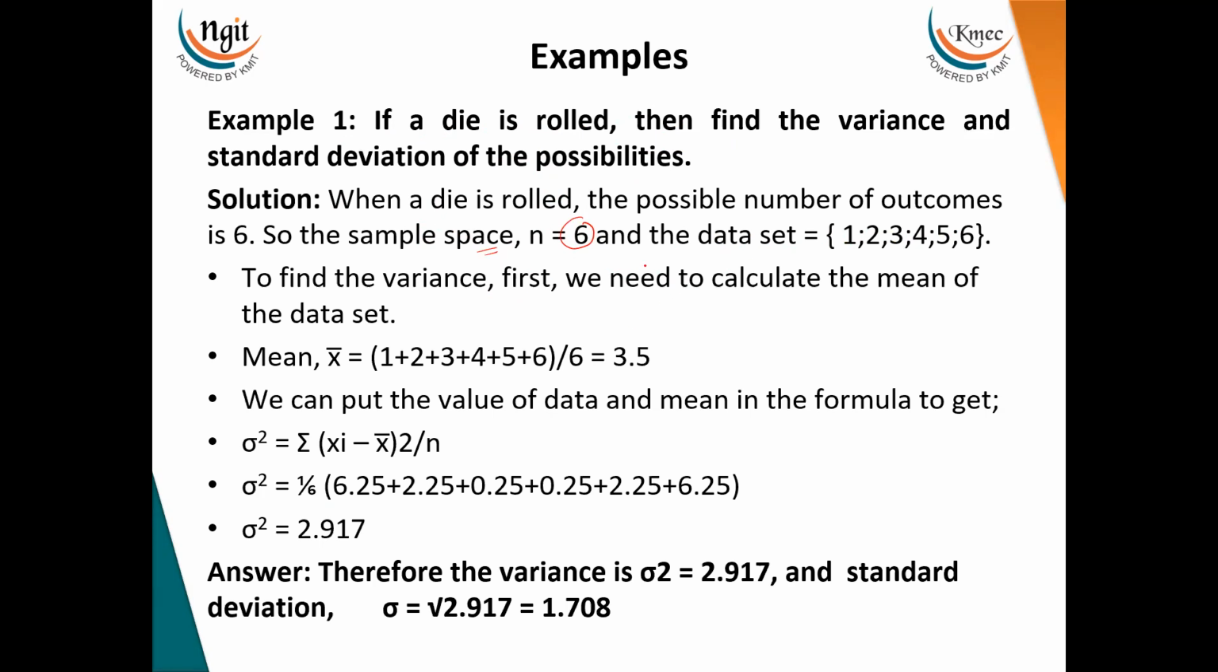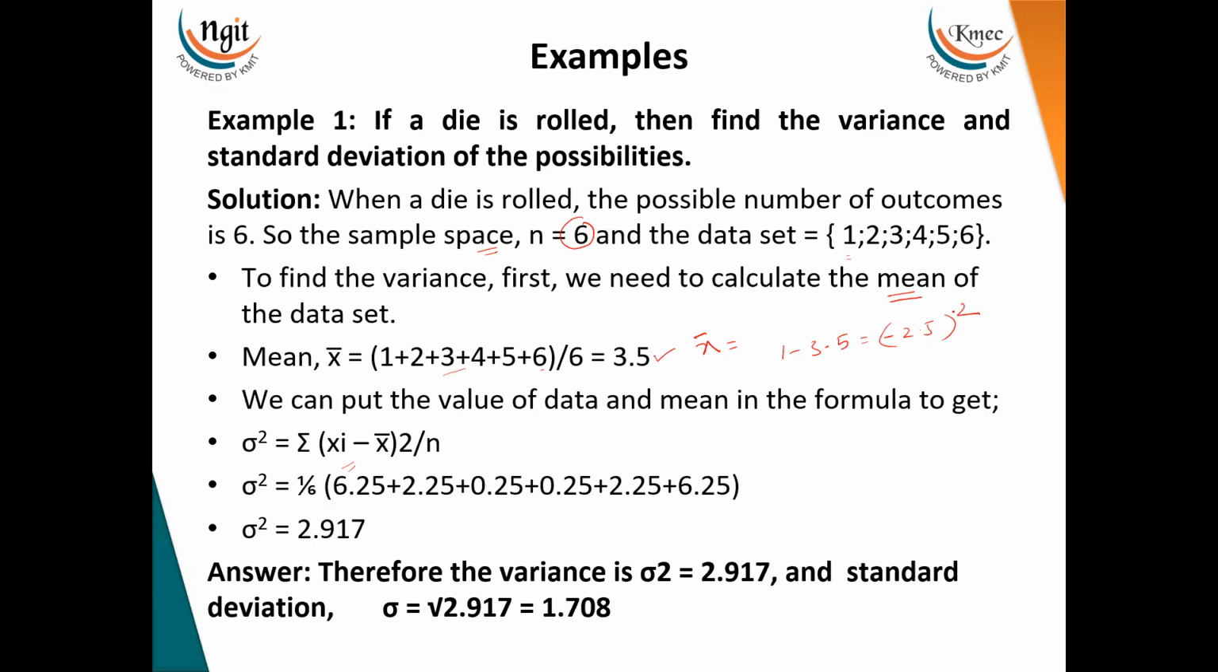So to find the variance, first we need to calculate the mean of the data set. That is x bar. The mean, represented by x bar, is equal to the values 1 plus 2 plus 3 plus 4 plus 5 plus 6, and then what is the n value? 6. So the mean is 3.5. Now we can put the value of data and mean in the formula. That is xi minus x bar. What is xi? Xi is this one, 1. So 1 minus 3.5 is equal to minus 2.5.